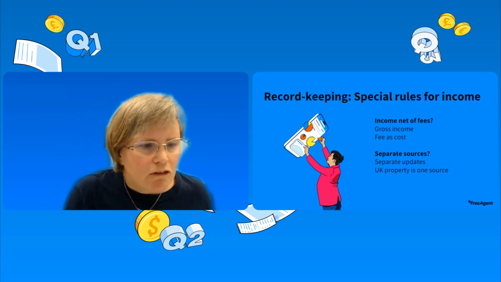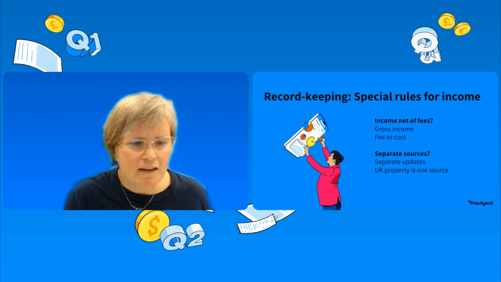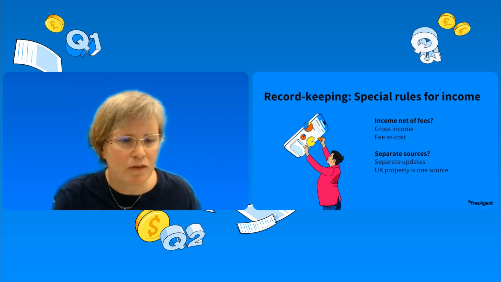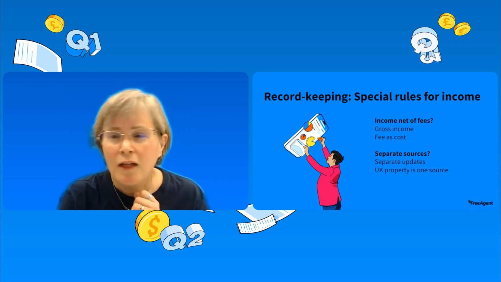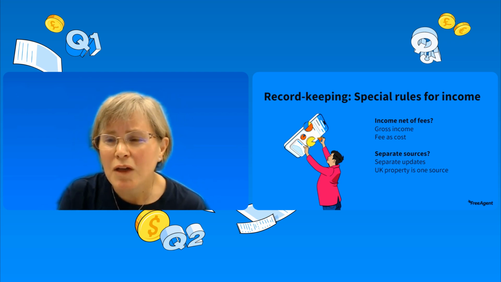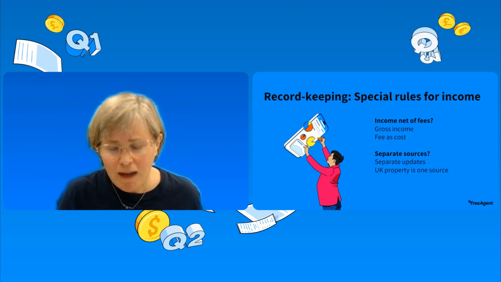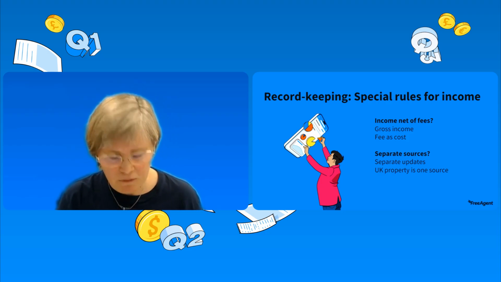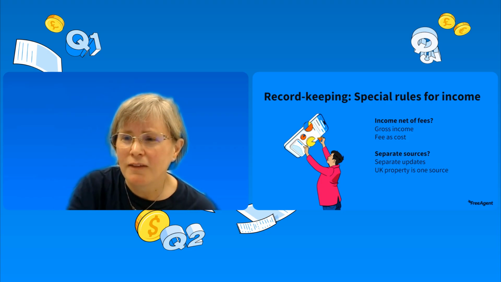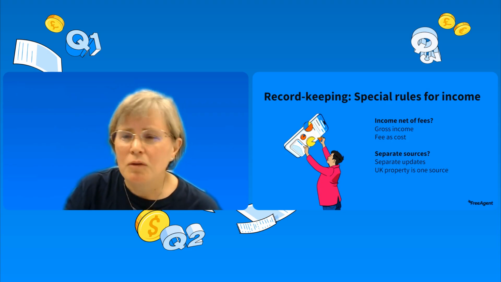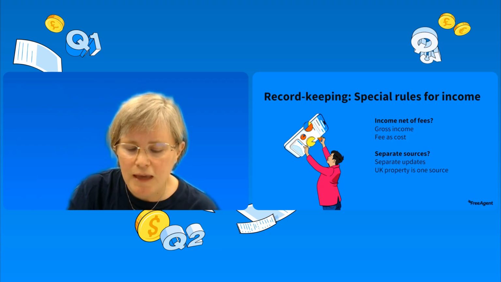For each source of income, you need to keep separate records under Making Tax Digital for income tax and file separate quarterly updates. The good news is all UK property counts as one source of income. So if you are a landlord, you need one FreeAgent account to keep track of the rent and the costs for all of your different properties, and then you would file 4 quarterly updates a year.